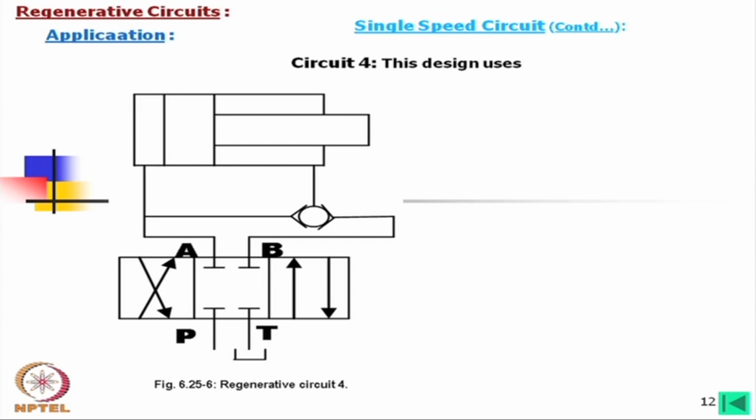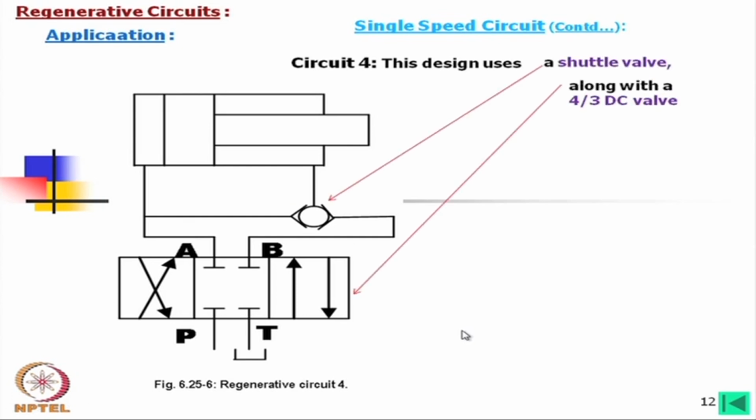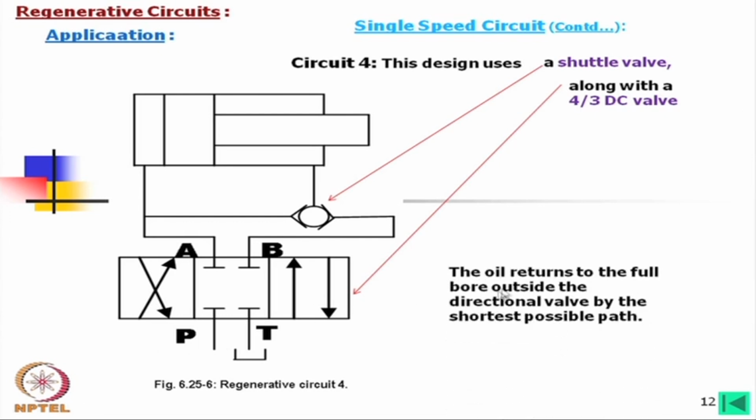in that case, again, this is a normal 4 by 3 valve, DC valve. This is a closed center valve. Along with that, we have added something to make it a regenerative circuit. What we have added? A shuttle valve, and along with this 4 by 3 DC valve, the oil returns to the full bore outside the directional valve by the shortest possible path.